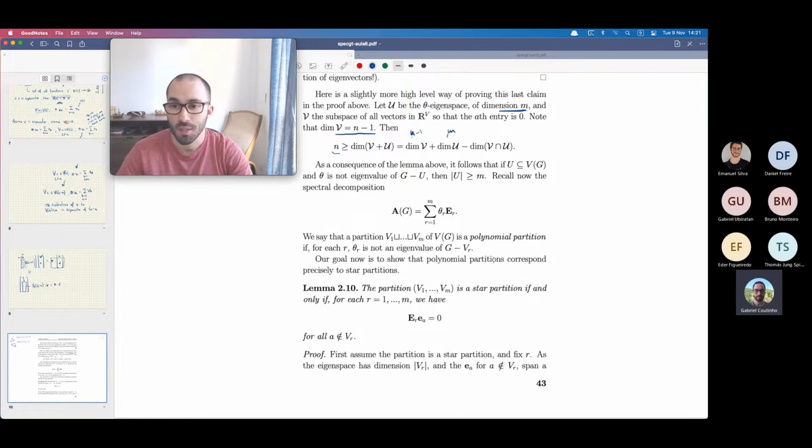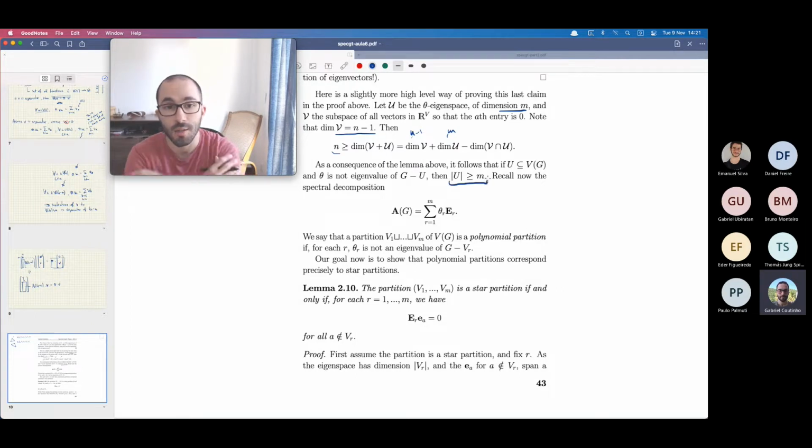As a consequence of this lemma, it follows that if U is a subset of the vertex set of the graph, and theta is not an eigenvalue of the vertex deleted subgraph obtained from removing U, then U must have at least m vertices. Each one of them, when you remove, the multiplicity decreases by at most 1. If you zero the multiplicity, then you must have removed at least m vertices.